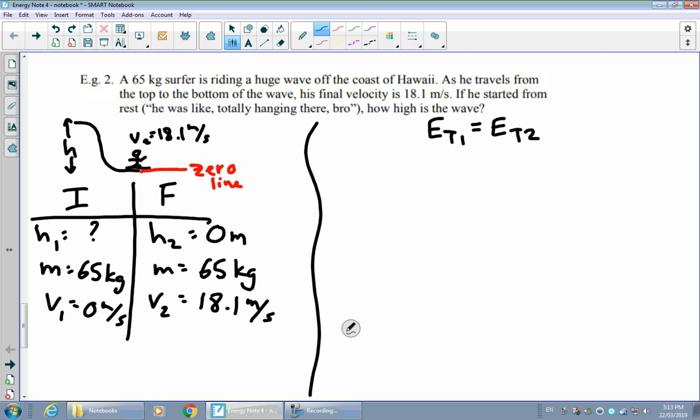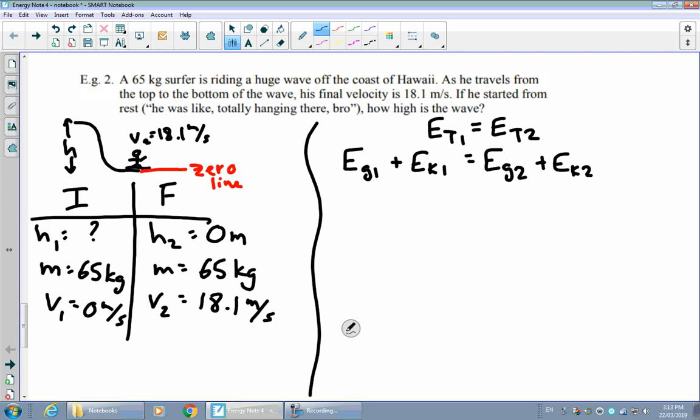And so, of course, the initial stage for us is when he's at the very top of the wave. The final stage is when he's down at the very bottom of the wave. From there, once again, we'll break those total energies up into their separate pieces. So there's going to be some gravitational and some kinetic, possibly, in the initial stages, and some gravitational and kinetic in the final stages as well.